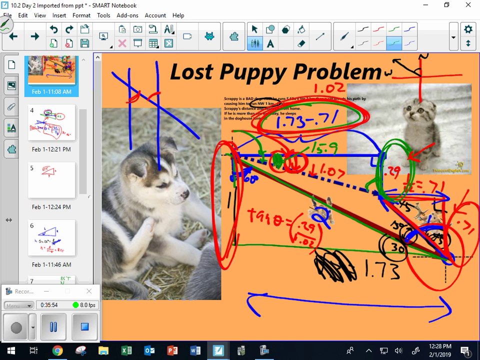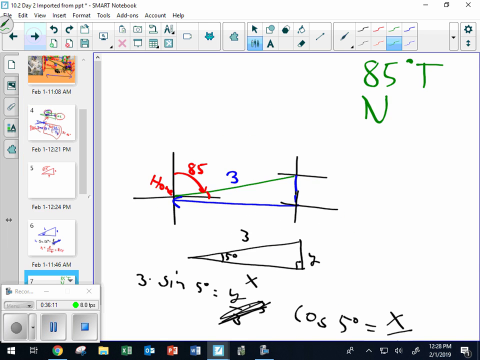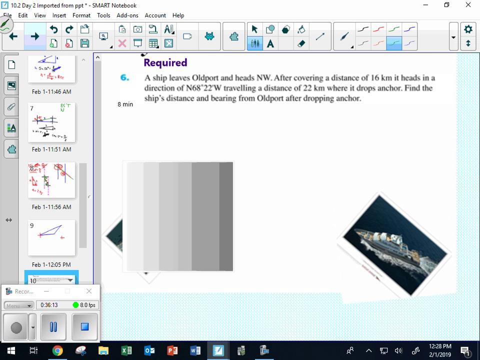All right, tough question, I know. But it boiled down to right triangles around the outside of a non-right triangle, using the sides that you do know, and then using some problem solving at the end. All right, your homework, surprisingly enough, is just like that. You're going to go to this question right here. Ship leaves Old Port.